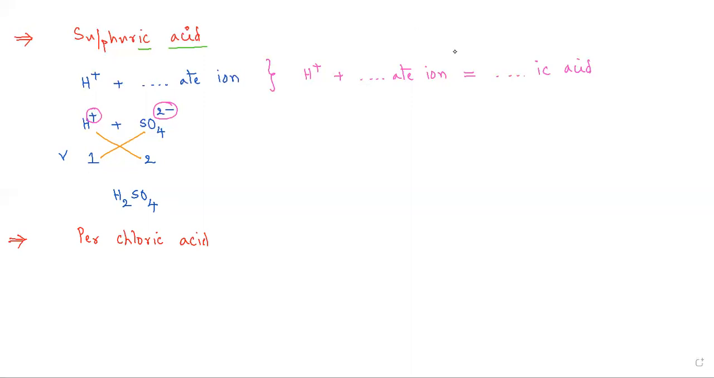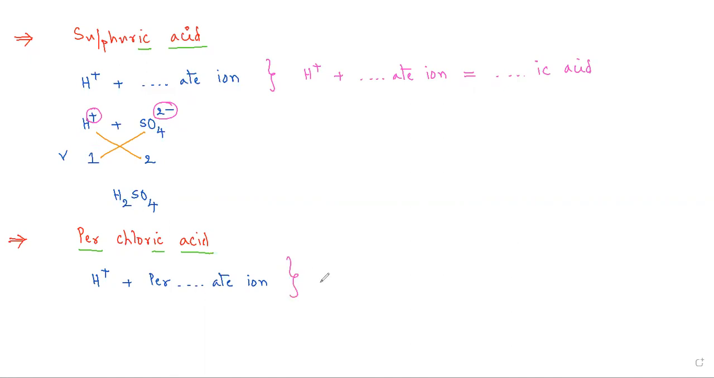Perchloric acid. Even this also is very interesting. You consider it to be a peric acid. See, to get the formula of peric acid, add H plus to the per-ate ion. Because it's an ic acid, it's an ate ion. Because it is peric acid, it's the per-ate ion. Very simple.